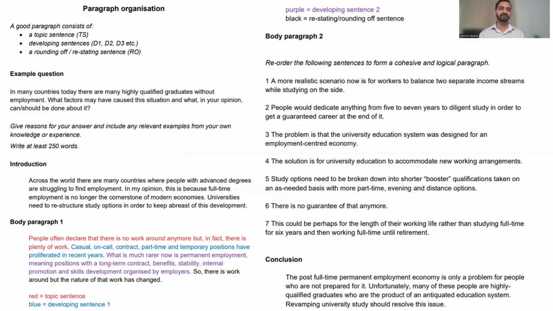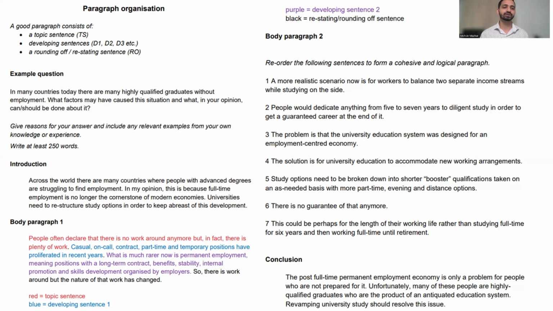A good paragraph, understand this, consists of a topic sentence. It starts with the topic sentence. If I read the first sentence of any paragraph, I should understand what the paragraph is about, okay? That's a quality of a good paragraph. Topic sentence, TS. Then you could have developing sentences 1, 2, 3, etc. And then you have a rounding off sentence, a restating sentence. You restate the same thing and you round it off. Okay, so that's how you write a very good paragraph, and that's how you'll have to write in IELTS to gain a good score.